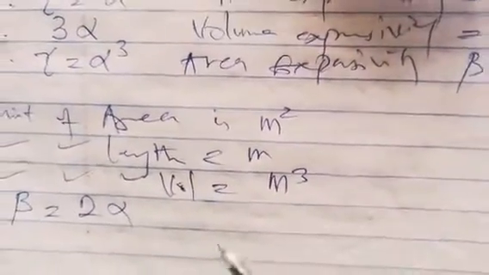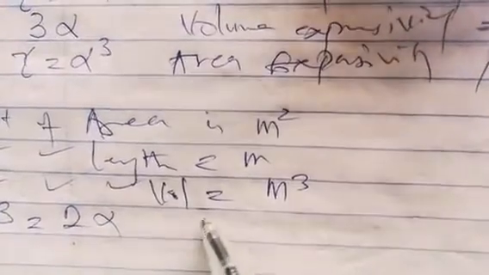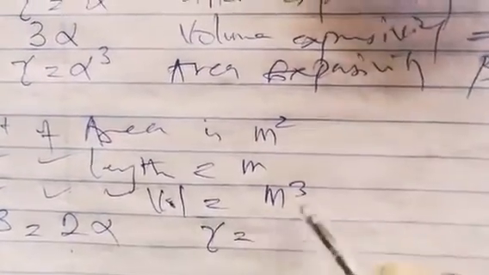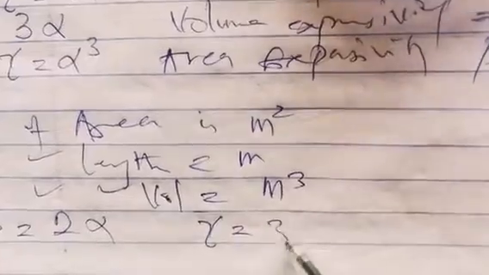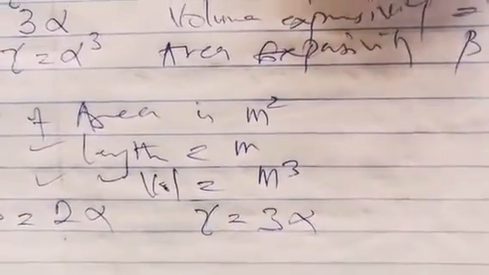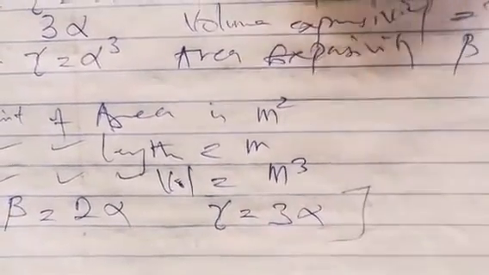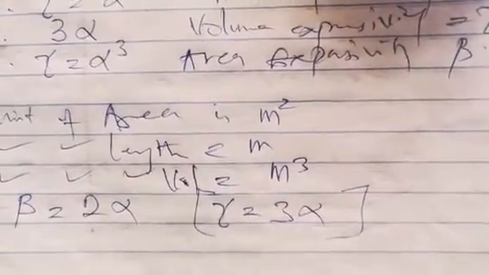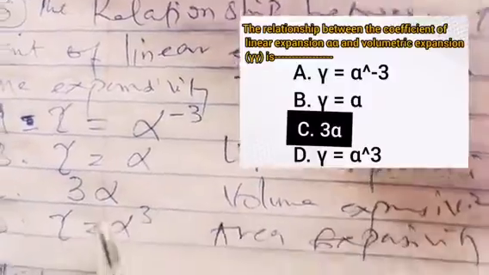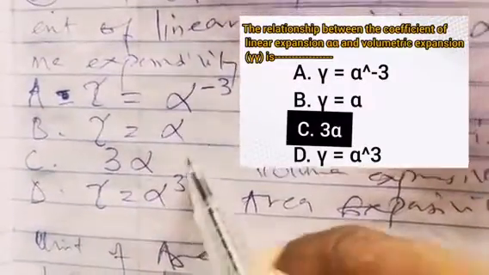Also, since the unit of volume is meter cube, in terms of expansion, the volume expansivity, which is gamma, uses the power to multiply linear expansivity, 3 times linear expansivity. So this is actually the correct answer. Volume expansivity is simply 3 times linear expansivity, and the option there is option C, which is 3 times linear expansivity.